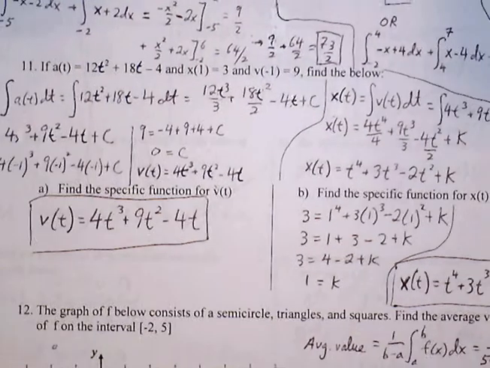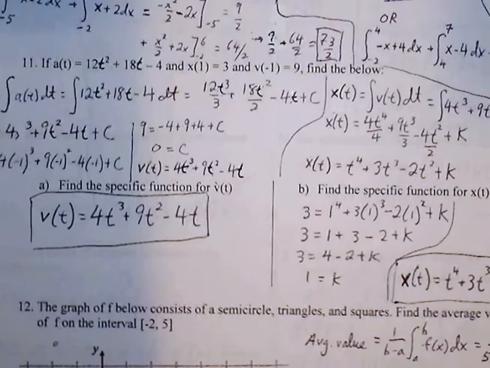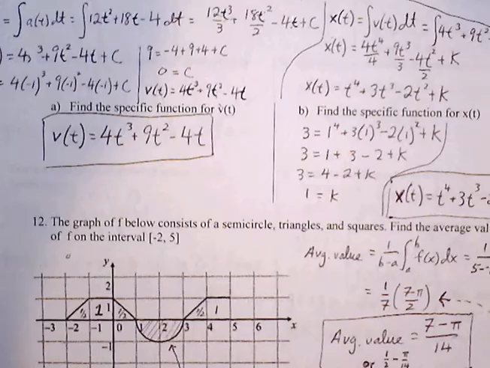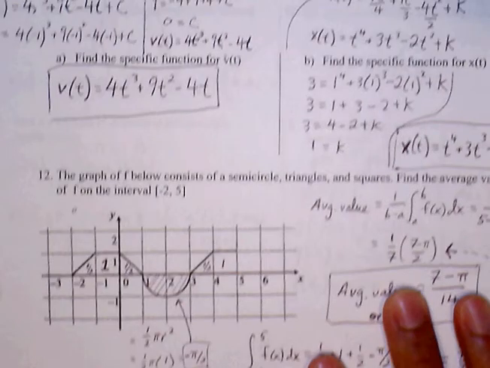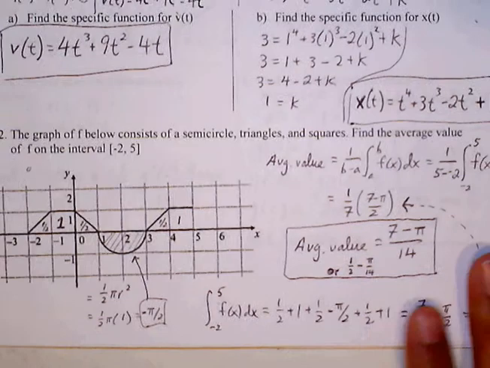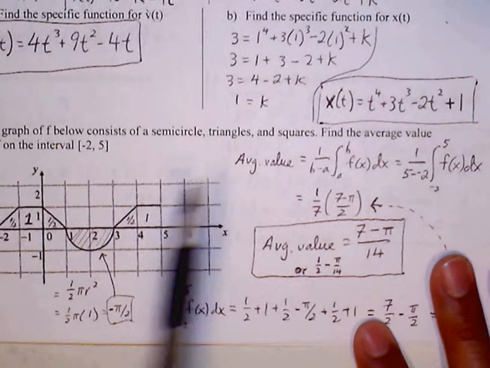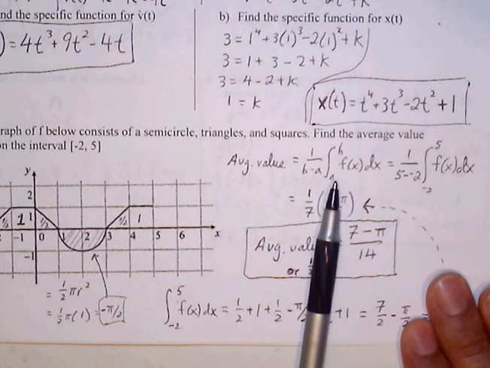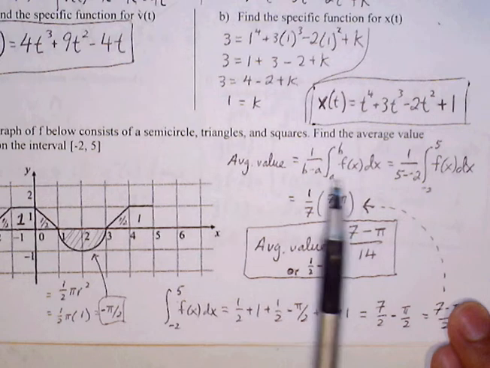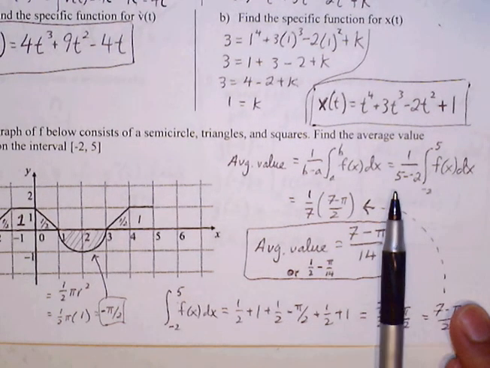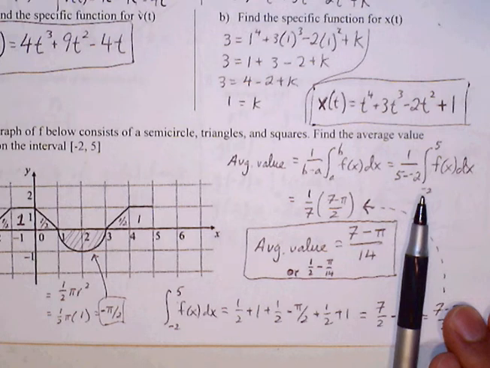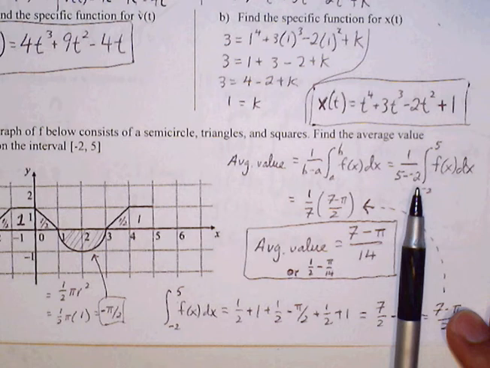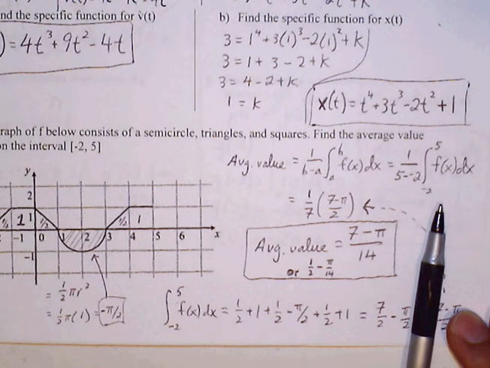All right, finally, number 12. We have a graph of f of x below that consists of a semicircle, triangles, and a square. Find the average value of our function from -2 to 5. So average value, we know the formula there, 1 over b minus a times the definite integral from a to b of f of x dx. So we simply replace a and b with a is -2 and b is 5. So we're going to get 1 over 7 of definite integral from -2 to 5 of f of x dx.